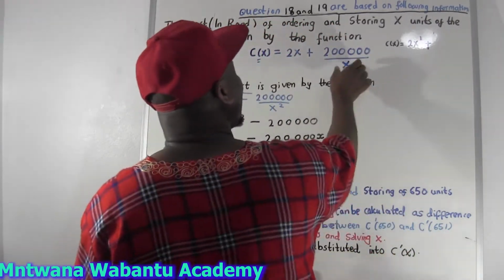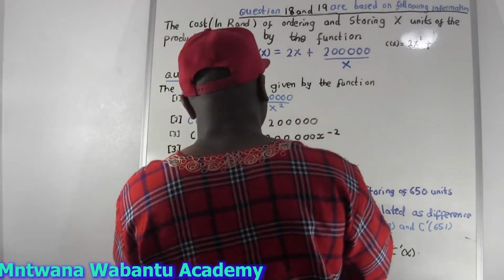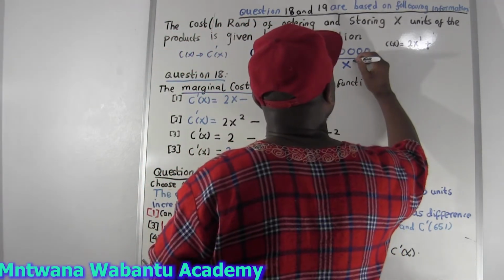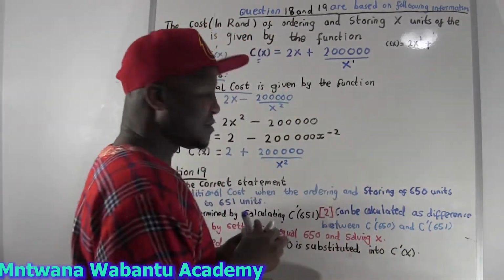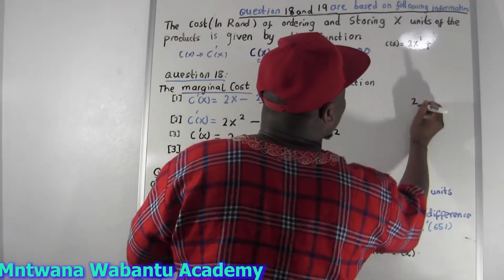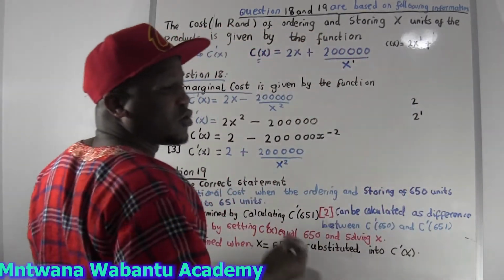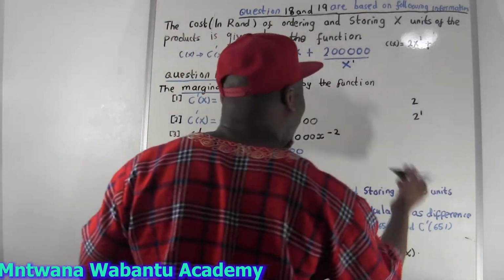We say whenever you have something, you must go to the top. Oh, so which power is this? Since there's no power, it means this is power 1. If there's no power, it's like if somebody takes 2, it means 2 power 1, because 2 power 1 equals 2. If somebody says x, it means x power 1.